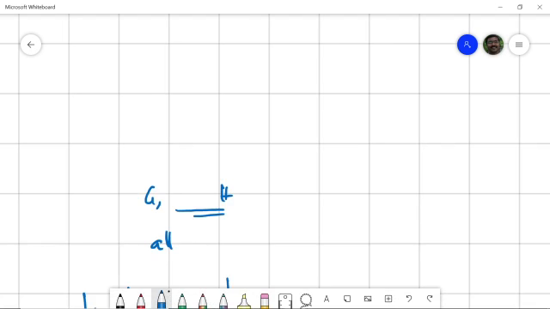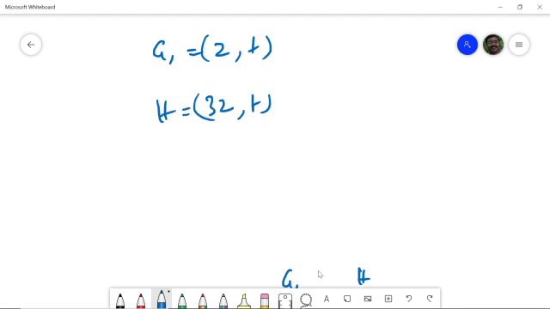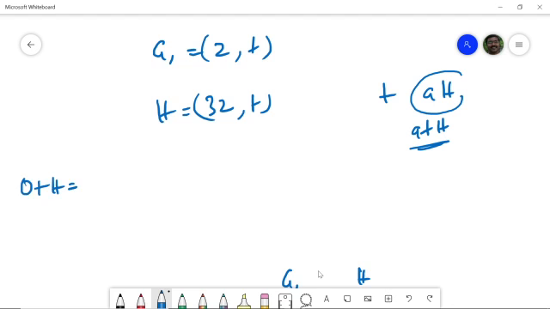For example, let us illustrate this. Suppose G is simply Z under addition, and my H is 3Z, again under addition. We know these are subgroups. Here the operation is addition, so there is no meaning of a times H, so I'll just write this as a plus H. So what is 0 plus H? You have to add every element of H with 0.